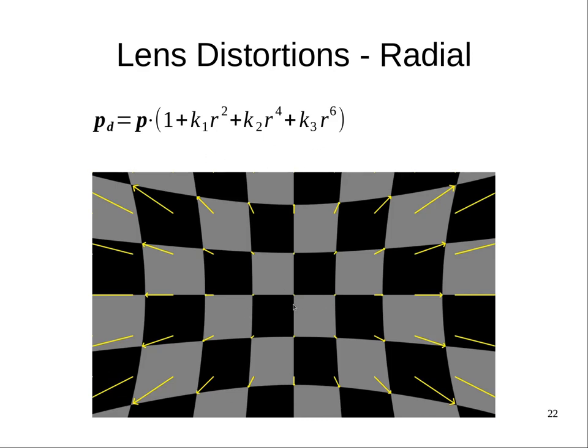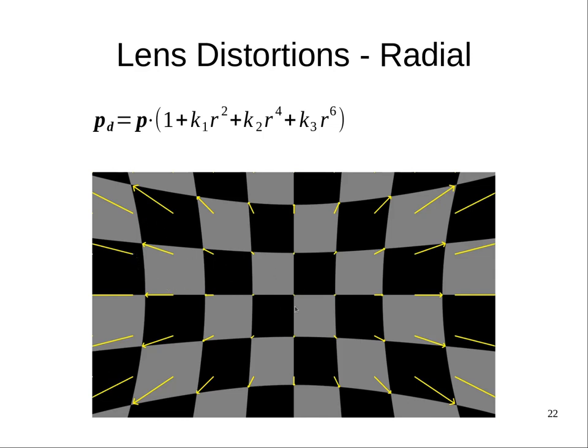And the image on the bottom was generated synthetically by setting K1 to 0.1, and K2 and K3 were kept at 0. So this is if K is positive, and if it's negative, then you get the inverse direction of the arrows, and it will resemble the fisheye distortion you've seen before.